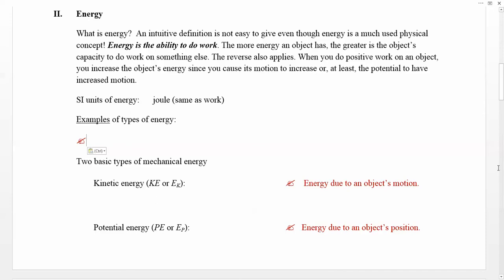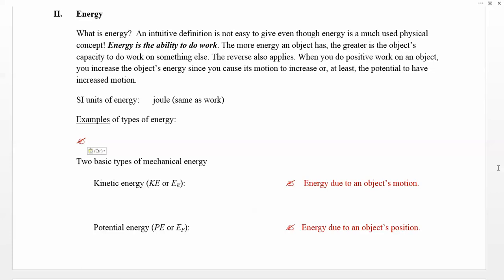Let's go on to energy. What is energy? Interestingly enough, an intuitive definition is not easy to give, even though energy is a much discussed and used physical concept. As it turns out, as written there, you can see energy is the ability to do work. The more energy an object has, the greater is the object's capacity to do work on something else. And the reverse is also true.